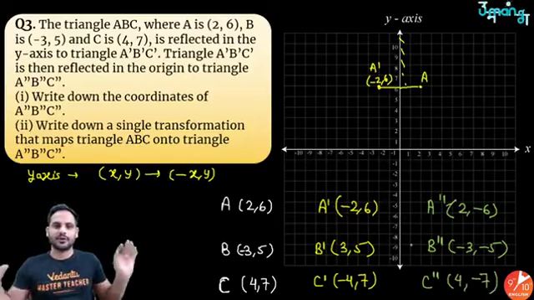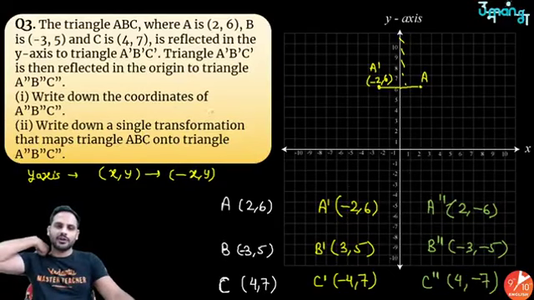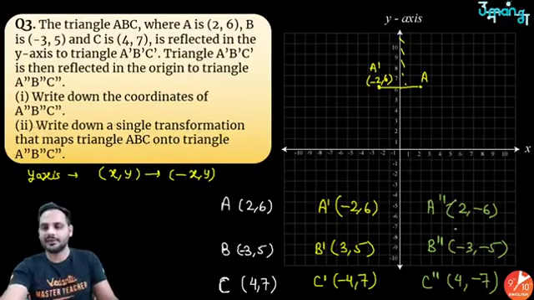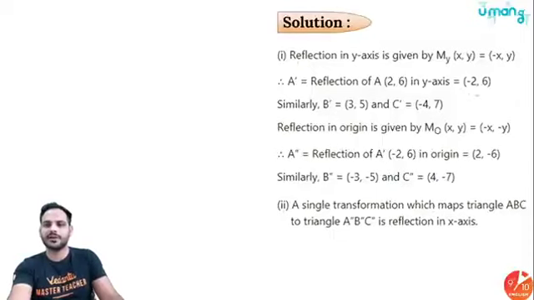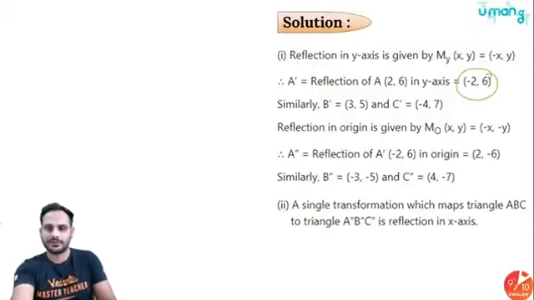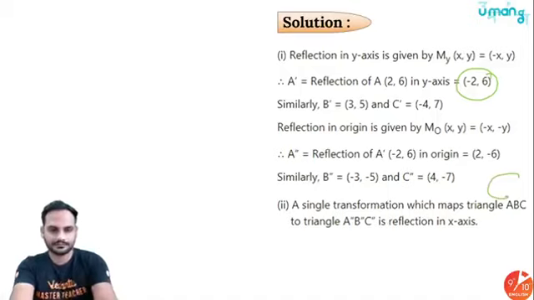Okay, we have got all the coordinates. So write down the coordinates of A'', B'', C'': (2,-6), (-3,-5), (4,-7). Okay, (2,-6). Then what else is there? Sorry, where is this? Not this one. Here. (2,-6).